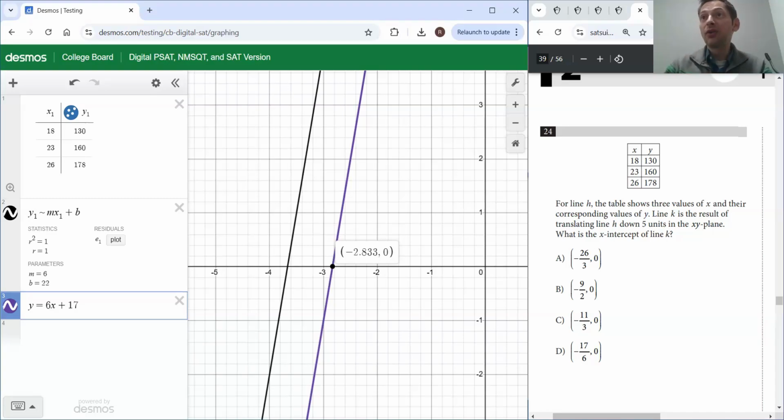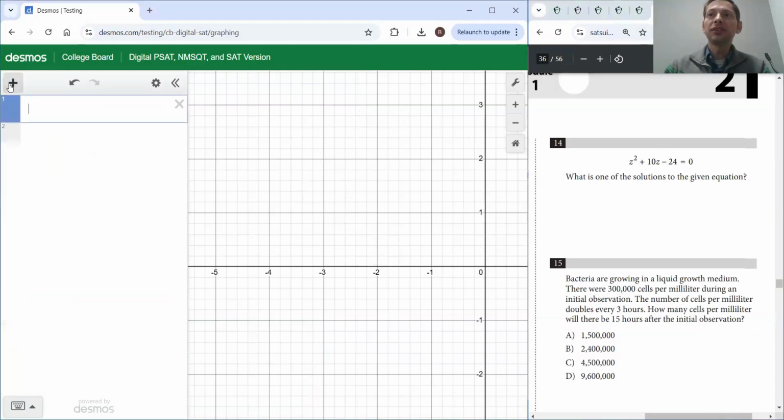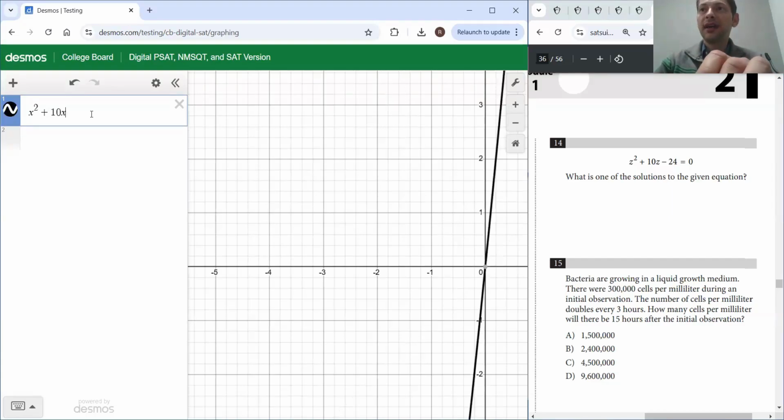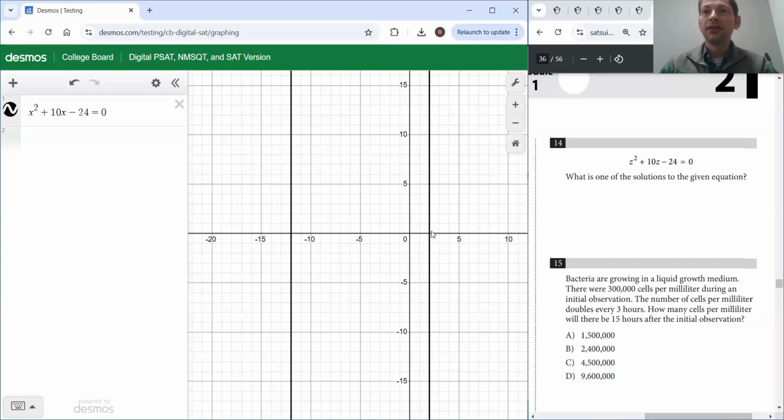It really offers a powerful tool for you to get the right answer, even if you don't really know what you're doing. So next question here, what is one of the solutions to the given equation? You could actually use Desmos in order to solve these. Just type it in. X squared plus 10x minus 24 equals 0. Let's sort of center it here. What are the solutions? Right here. 2, 0, negative 12, 0. So it's 2 and negative 12. You could decide which solution you want to put down, and they're both going to be right.